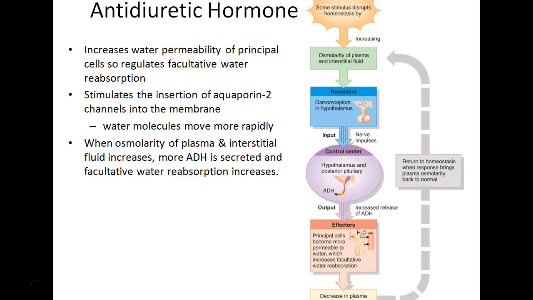So facultative water reabsorption is the process by which solute concentration of the tubular fluid increases due to the tubular reabsorption response of ADH. So in summary, what happens is with increased ADH within the blood, that's going to result in the production of a lesser volume of higher concentrated urine, whereas decreased ADH results in the production of a greater volume of less concentrated urine.